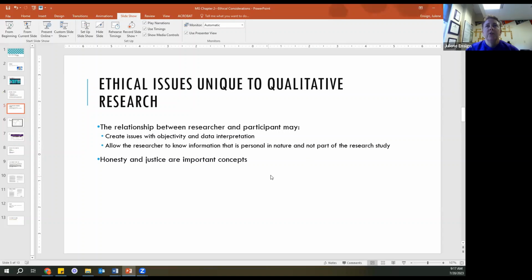So some ethical issues related to qualitative research that are a little bit unique. Really, honesty and justice are the most important concepts, because you are the person who's collecting the data. And we want to be able to have the trustworthiness that we talked about in the last section, to know that the results that you're seeing and reporting are the actual results. So objectivity is really important.